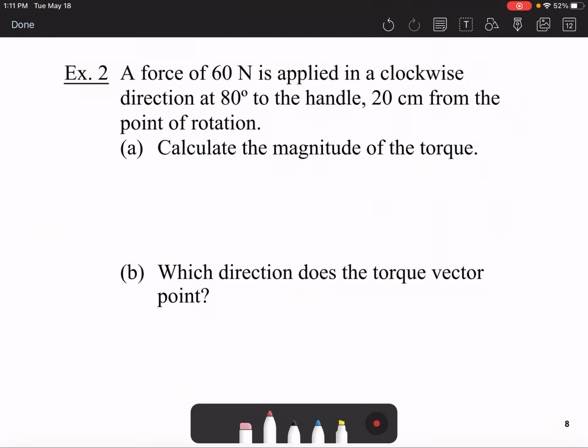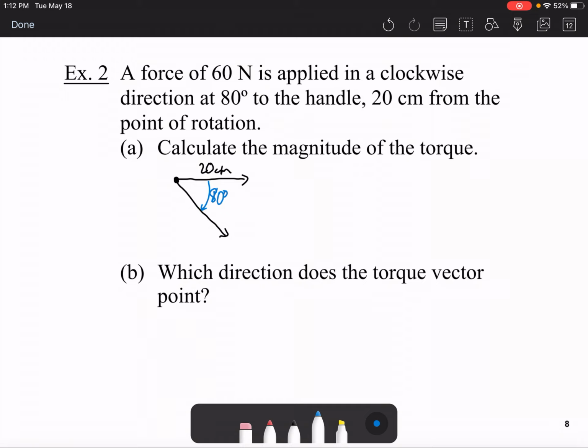Okay, so a force of 60 newtons is applied in a clockwise direction, so that means it moves from here to here, at an angle of 80 degrees to the handle, 20 centimeters from the point of rotation. So here's where it started, this is where it ended, and this is 20 centimeters. Calculate the magnitude of the torque.